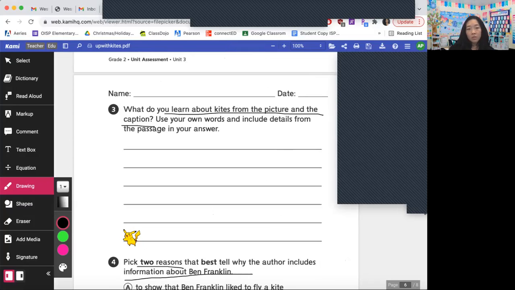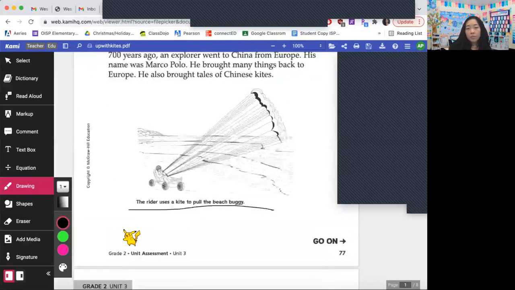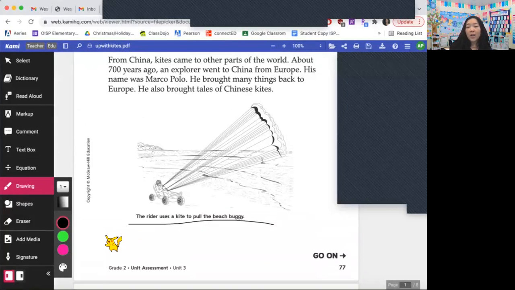Okay, number 3. What do you learn about kites from the picture and the caption? Use your own words and include details from the passage in your answer. So here's the picture. The writer uses a kite to pull the beach buggy. So how can we say that in our own words? I'm not going to copy that exact sentence. So how can you say that in your own words?